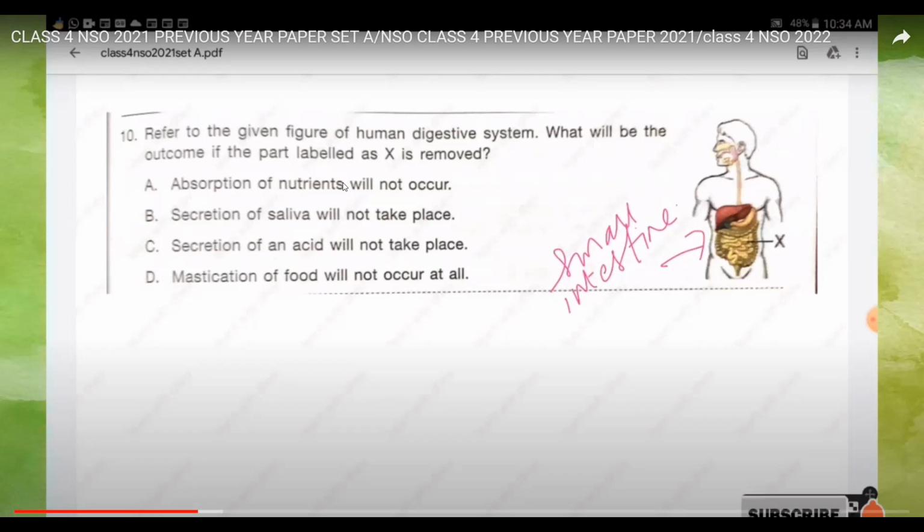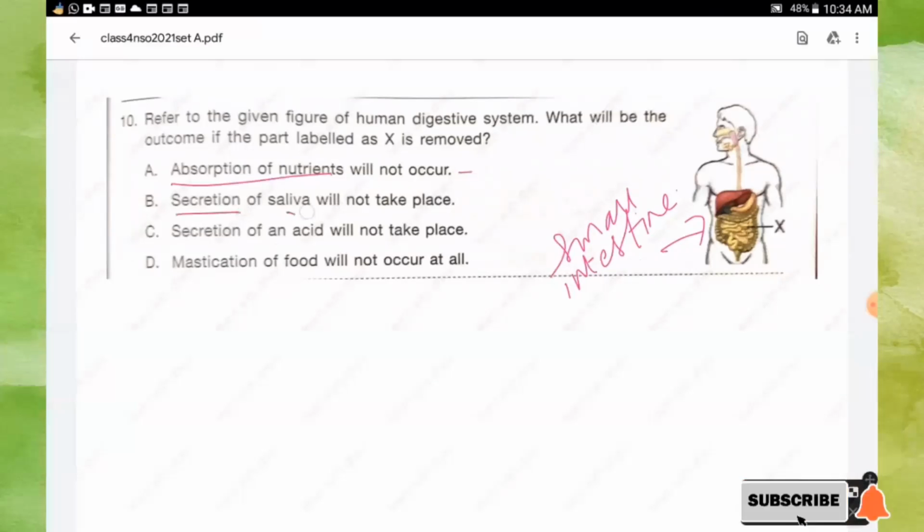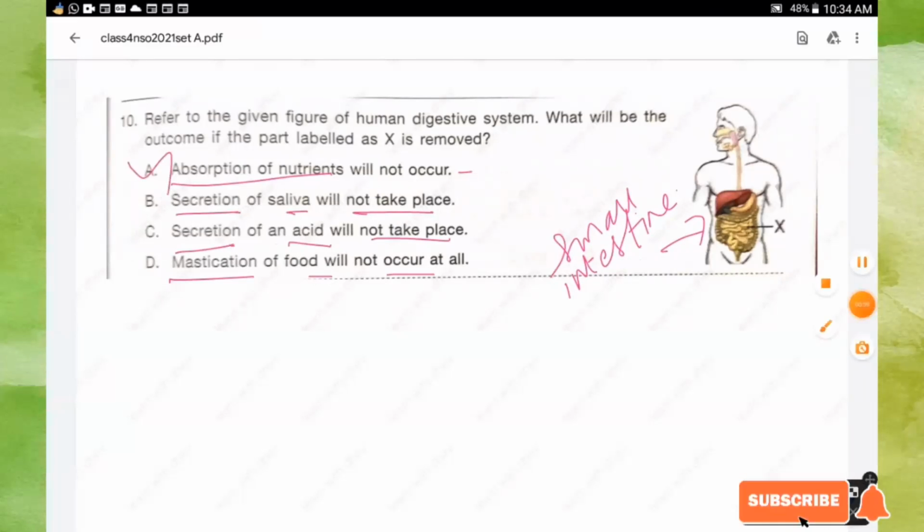Absorption of nutrients will not occur. Secretion of saliva will not take place. Secretion of an acid will not take place. And mastication of food will not occur at all. So the purpose of the small intestine is absorbing the nutrients into the blood. So when you remove this part, there will be no absorption of nutrients. Right. So option A is the right answer.